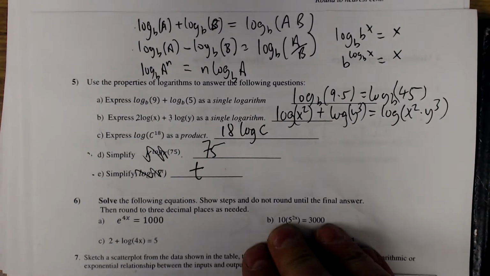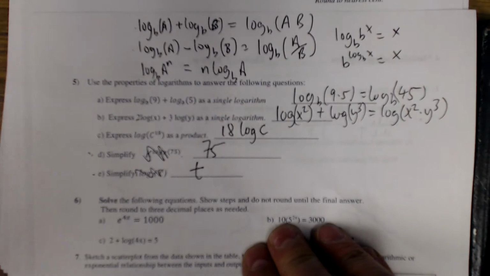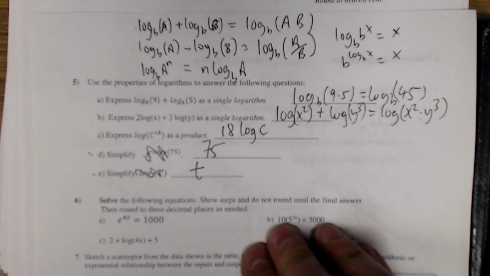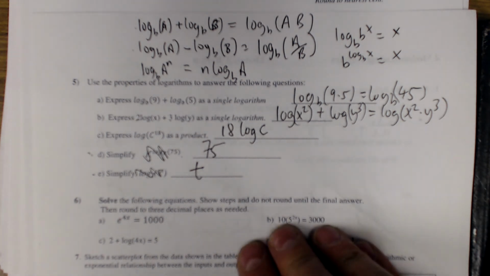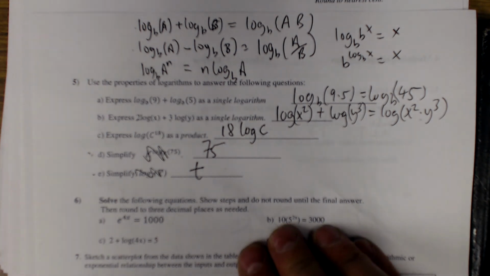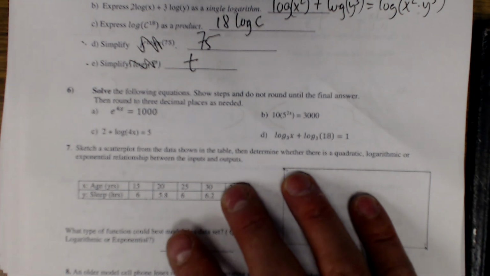So just like we do, how do we undo multiplication? We use division. How do we undo division? We use multiplication. How do we undo addition? We use subtraction. How do we undo subtraction? We use addition. How do we undo square rooting? We square. How do we undo squaring? We square root. So it's the same process. Logs and exponents, they undo each other. All right, and talking about that, the next problem will be solving equations.